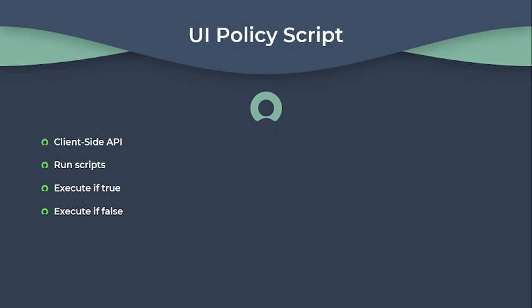The scripting fields for the UI policy are only visible in the advanced view. To enable the scripting field, we select the checkbox Run script. The Execute if true script executes when the UI policy condition tests true. The Execute if false script executes when the UI policy condition tests false. Developers can write scripts in one or both script fields depending on the application requirements.